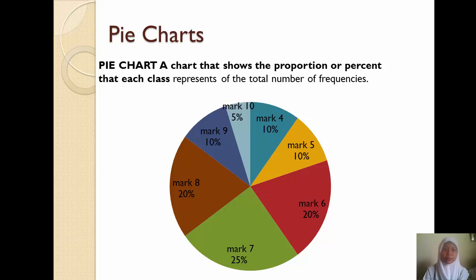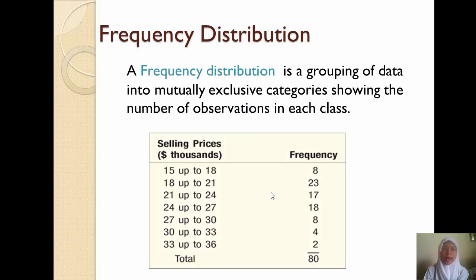Pie chart. A pie chart is a chart that shows the proportion or percent that each class represents of the total number of frequencies. In the example, like this. And frequency distribution. A frequency distribution is a grouping of data into mutually exclusive categories showing the number of observations in each class. Okay, the next presentation by Vita.